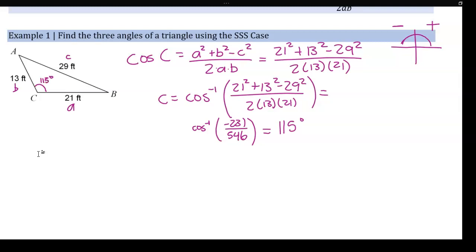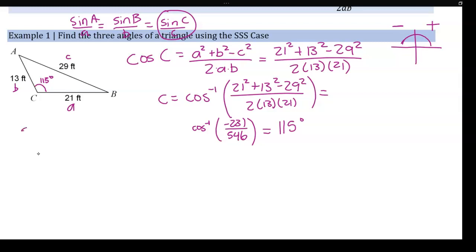So now that we know an angle and the side across from the angle, we can use the law of sines. Remember, the law of sines is sine A divided by side A equals sine B divided by side B equals sine C divided by side C. And again, because we're given a complete ratio in the law of sines, we can use that instead of using the law of cosines again. So we're going to use angle C and side C to solve for the next largest angle, which in this case is angle A.